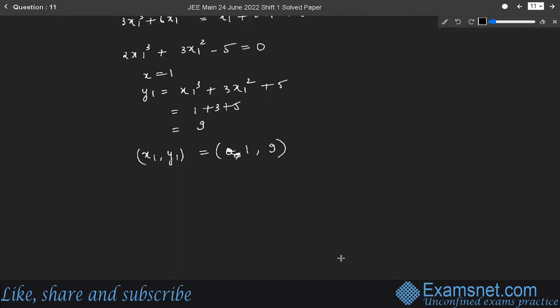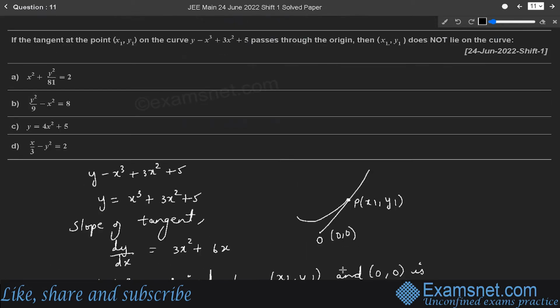So option D does not satisfy the point (1, 9) here. So we can say that the correct option here is option number D, which is x by 3 minus y square is equal to 2. We can also verify it. x by 3 minus y square is equal to 2. We have x1 as 1. So 1 by 3 minus, we have y as 9, so 81. It cannot be equal to 2. So the option that does not lie on the curve is x by 3 minus y square is equal to 2.